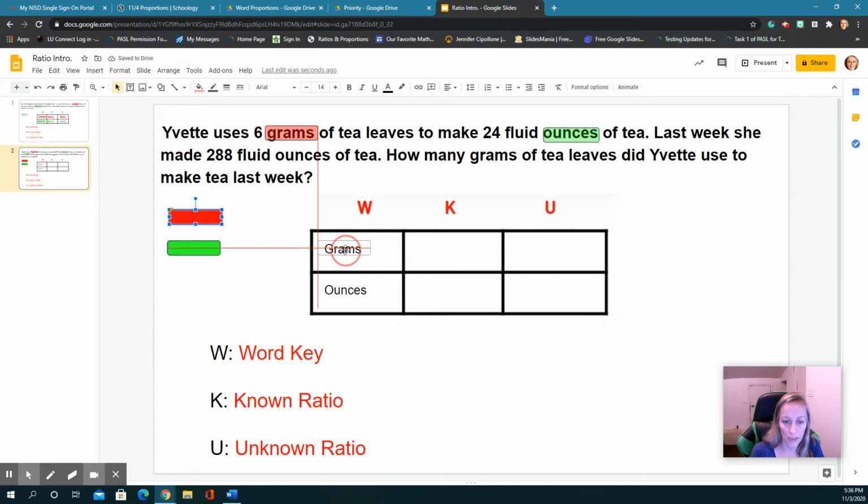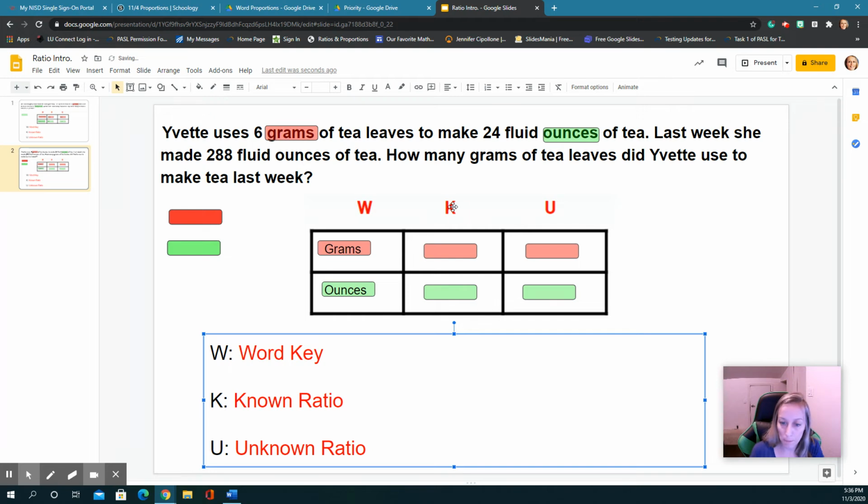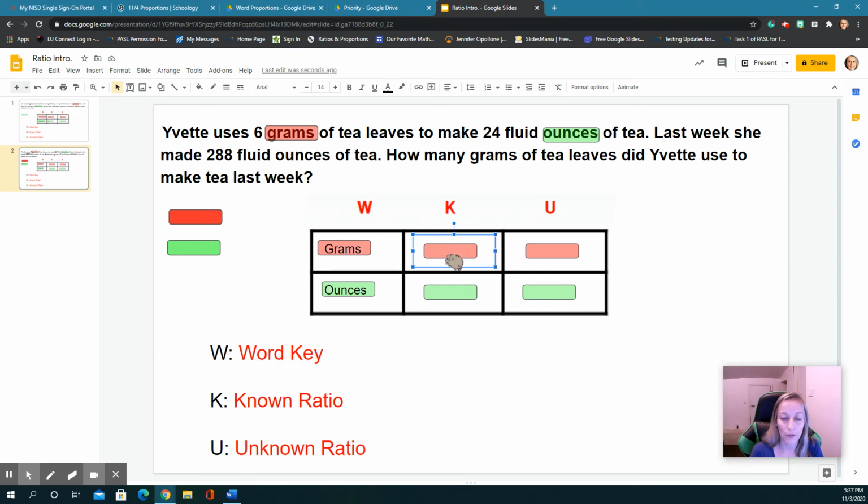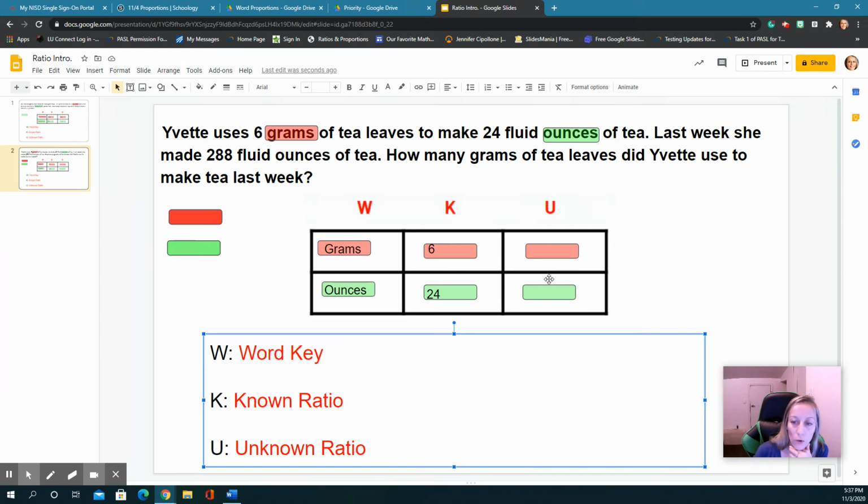Remember, my grams go here. My ounces are here. If you need to color code them, you now know everything on top has to be grams and everything on bottom has to be ounces, okay? But remember, under this K is the first ratio given. And the first ratio given was 6 grams to 24 ounces. That was the first ratio given. Now we can go finish to set up the unknown ratio.